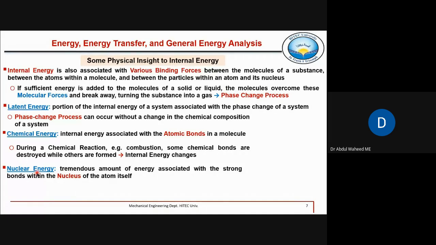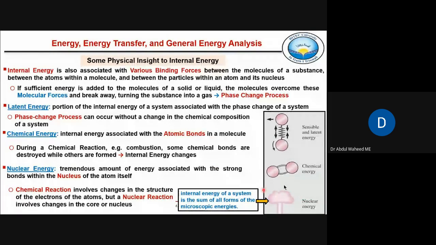ठीक है, अब किसी भी सब्सटेंस में for all these different forms of internal energies are available. So अगर तो फेस चेंज हो रहा है, then that part of energy is latent energy. अगर फेस चेंज नहीं हो रहा, सिर्फ टेम्परेचर चेंज हो रहा है, then it is sensible energy. If there is some chemical reaction going on and the nature of the substance itself changes, then it is known as chemical energy. And if there is a change at the nucleus level, then the energy which is released or absorbed is known as nuclear energy.